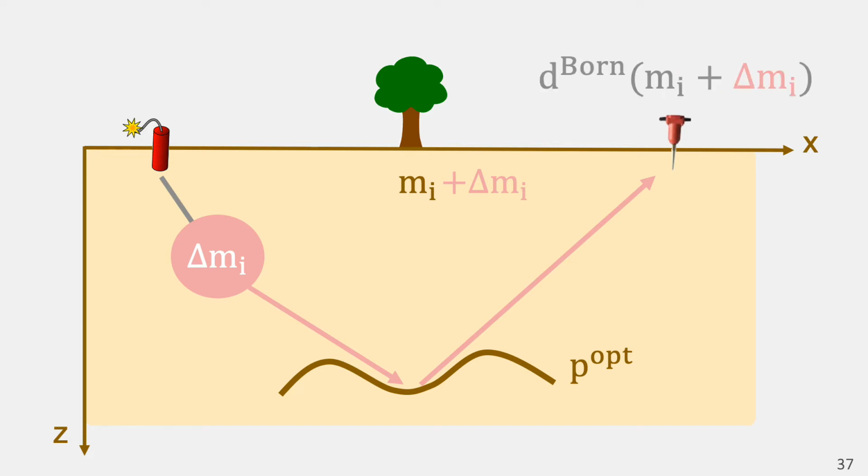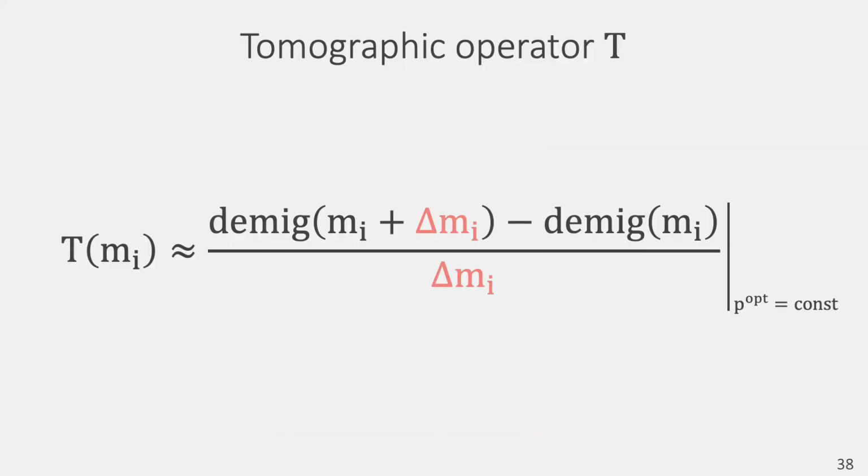And we call this new born data d_born of m_i plus delta m_i. And now I hope that you have a better intuition on the physical meaning of the operator T. Given some fixed reflectivity p opt, it is the derivative of the demigrated data, or the born data, when we perturb the velocity model used for the demigration.